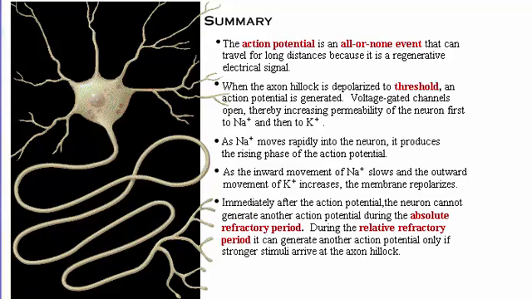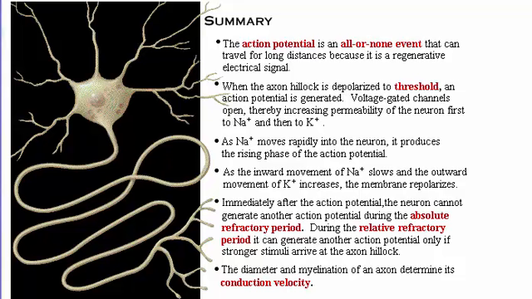Immediately after an action potential, the neuron cannot generate another action potential during the absolute refractory period. During the relative refractory period, it can generate another action potential only if stronger stimuli arrive at the axon hillock. The diameter and myelination of an axon determine its conduction velocity.